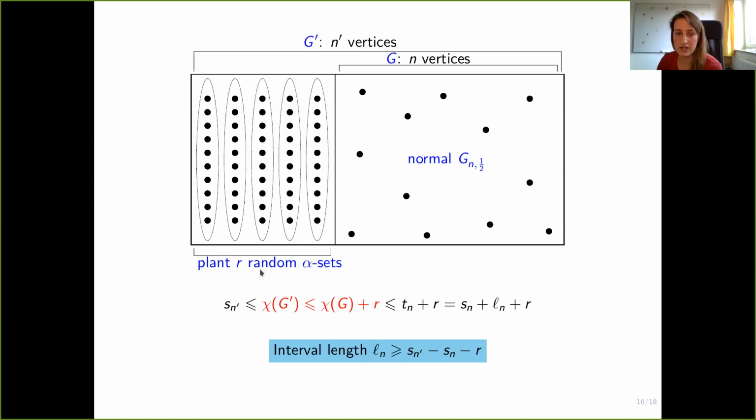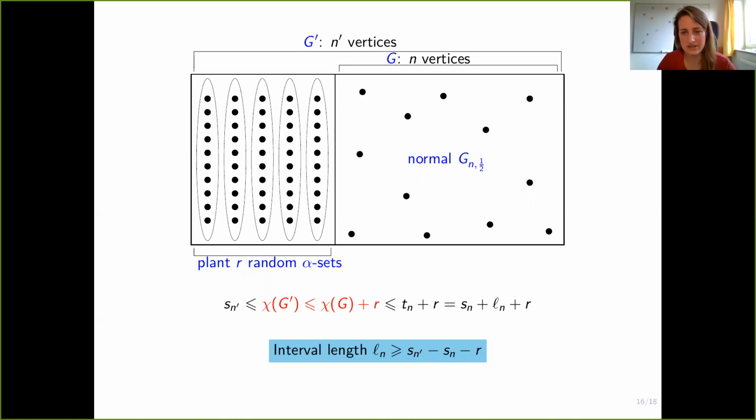And while this statement up here holds with high probability, because these things are random variables, here we only have functions of n and n prime. So this actually holds always. So we have a lower bound for the interval length, and that's nice. But how does this help us? Because we don't actually know anything about what S_n and S_n prime are.